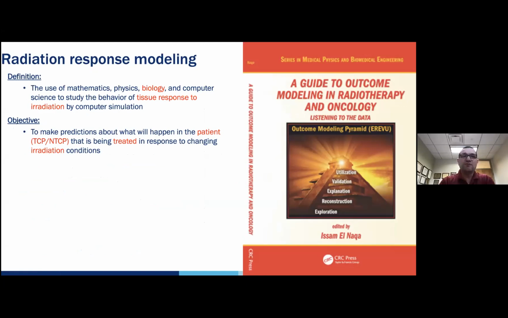In terms of modeling response to radiation using mathematics, the idea is to combine mathematics with physics and, of course, biology and computer science to study the behavior of tissue in response to radiation. The objective from these studies is to make a prediction about what will happen in the patient being treated, in terms of the TCP and NTCP, in response to changes in the radiation conditions.